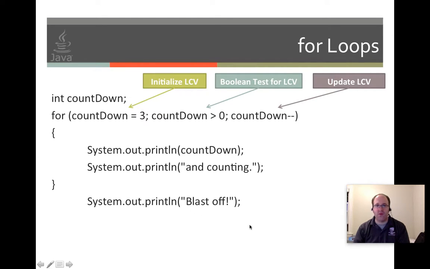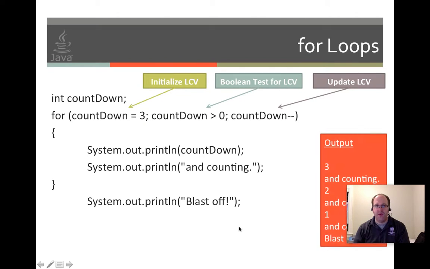Okay, so let's take a look at what that will actually look like. The for loop starts at 3. Is 3 greater than 0? Yes, it is. Go ahead and do the loop. Print out countdown, 3, and counting. Now that we've reached the end of the for loop, go back up to the top and update the loop control variable. So this now decrements.